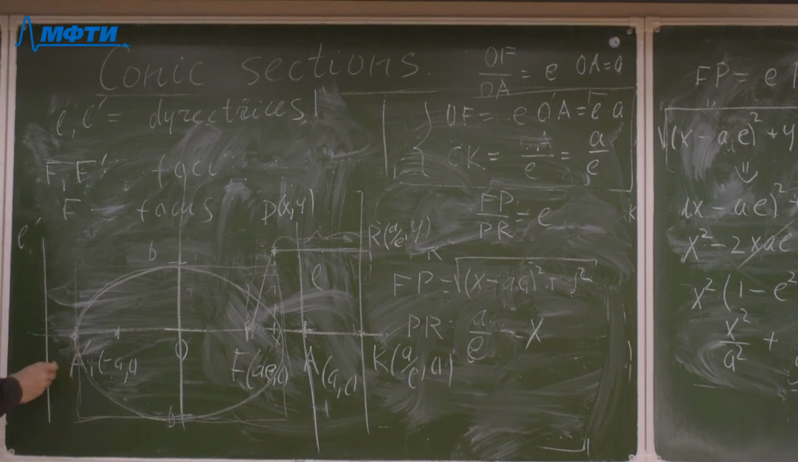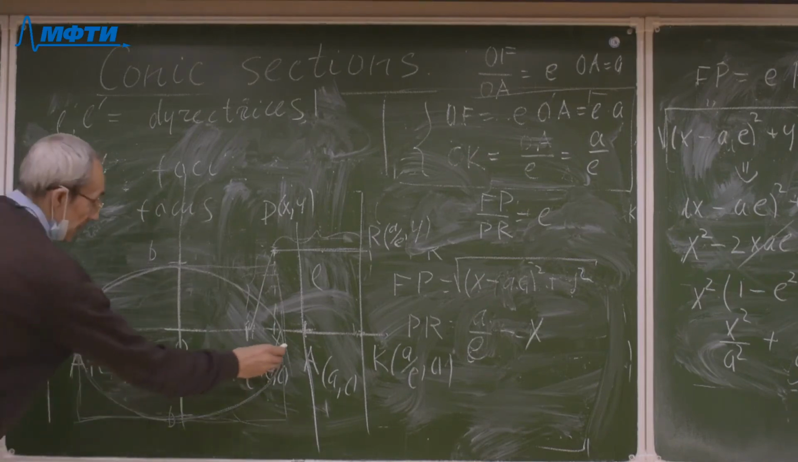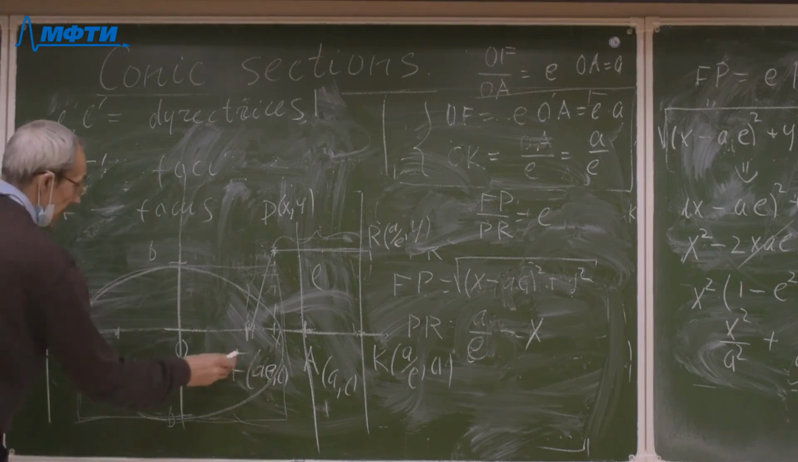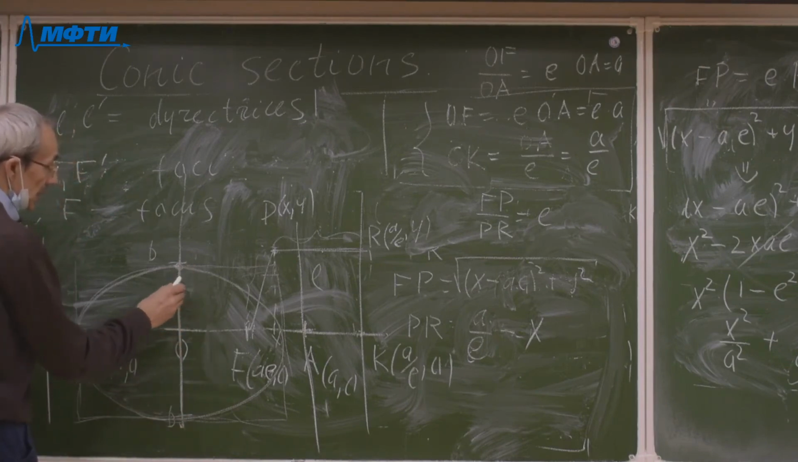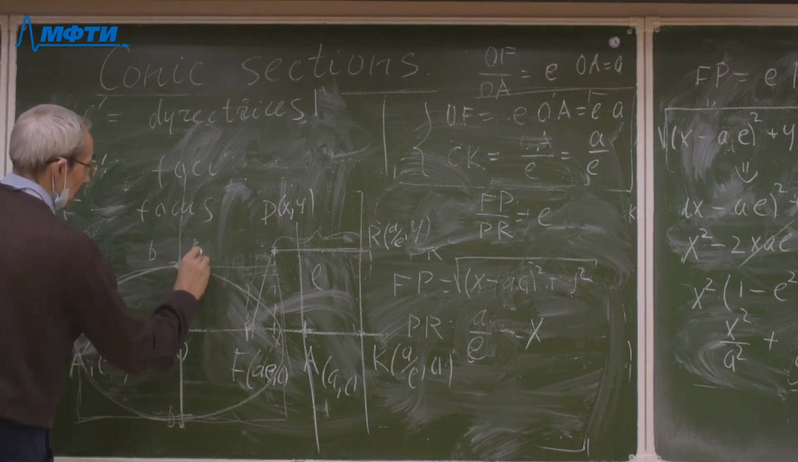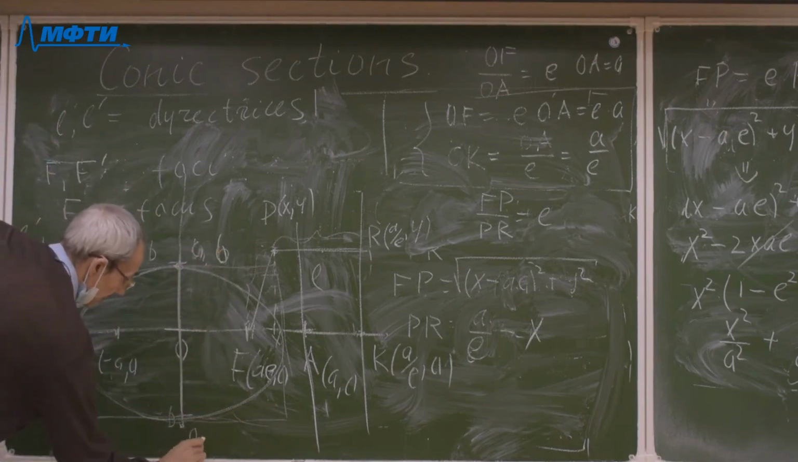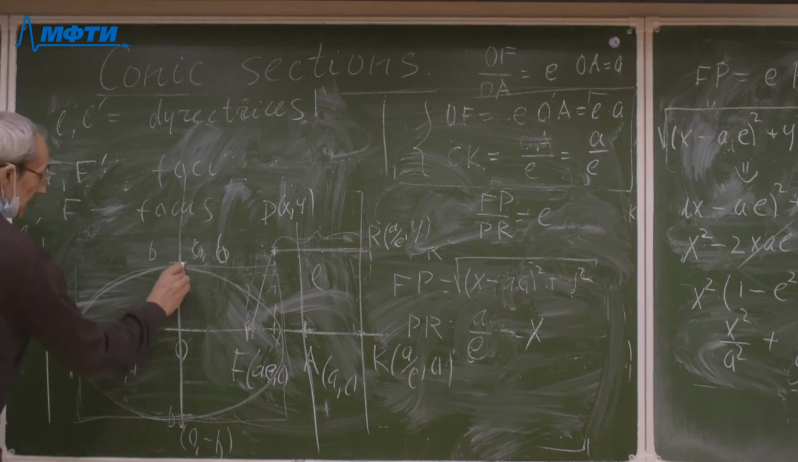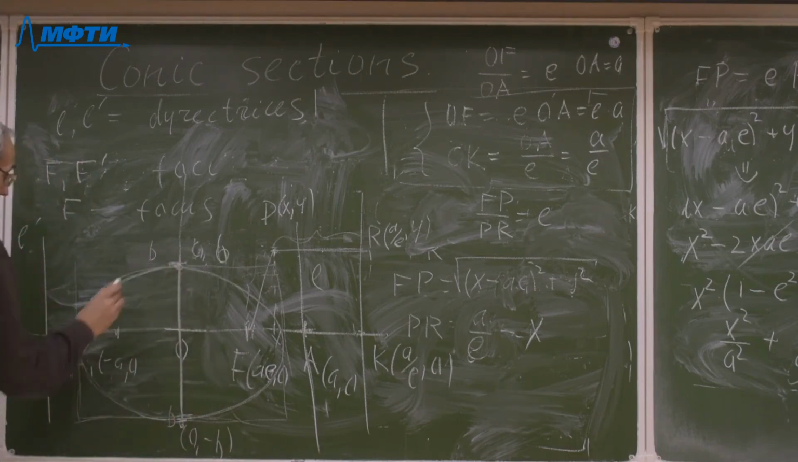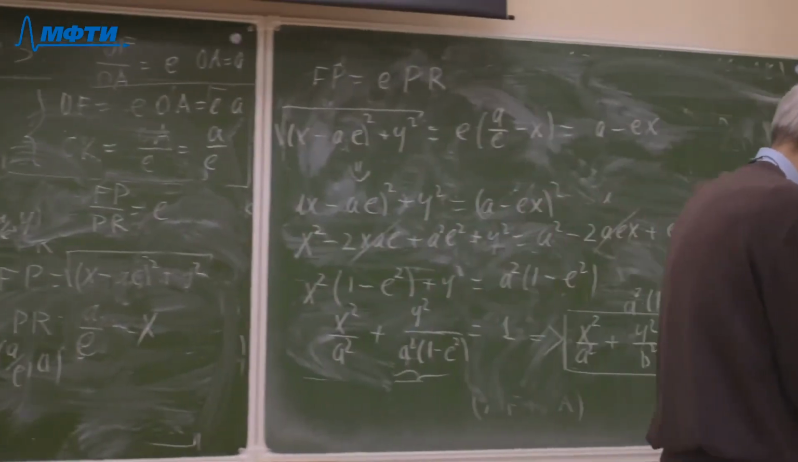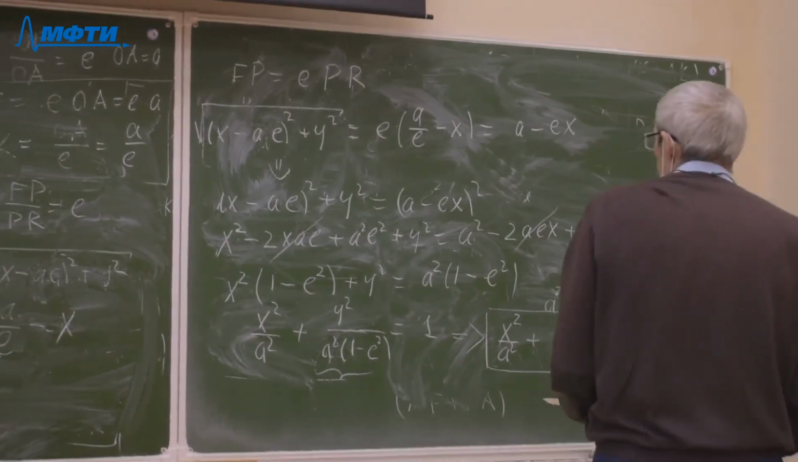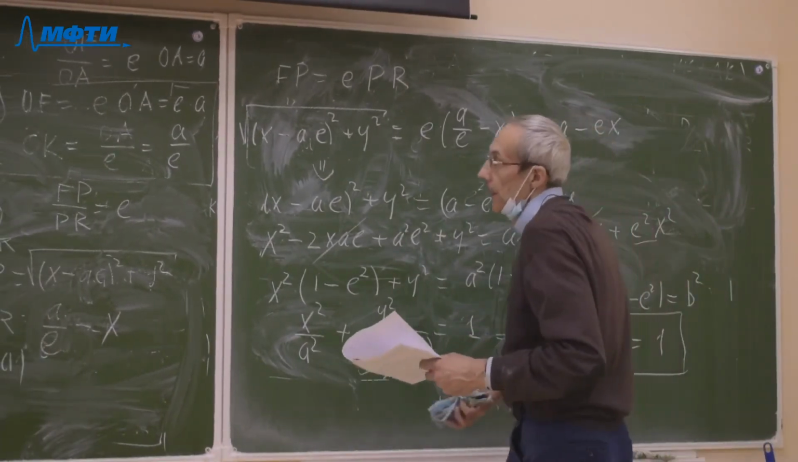And points A prime and A, and also the points which have coordinates 0, b and 0, minus b, are called vertices. And we obtain the following feature of the ellipse. And let's prove the following theorem.